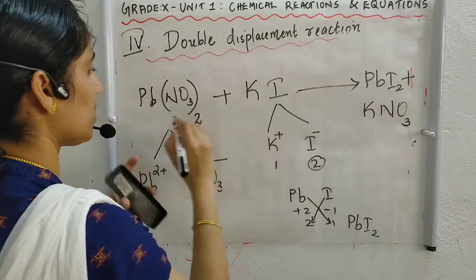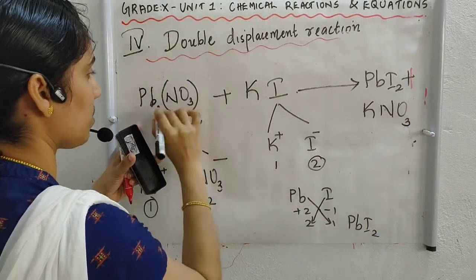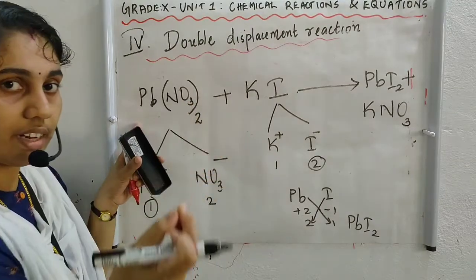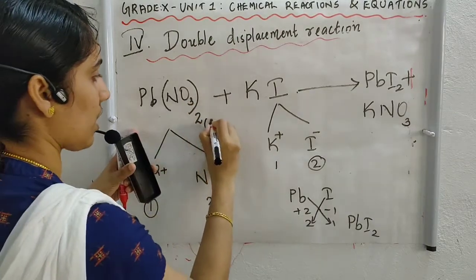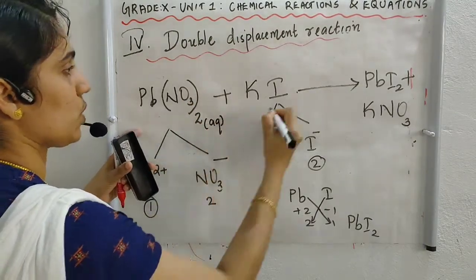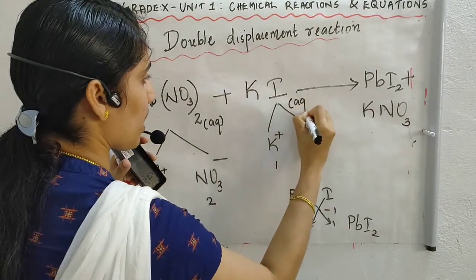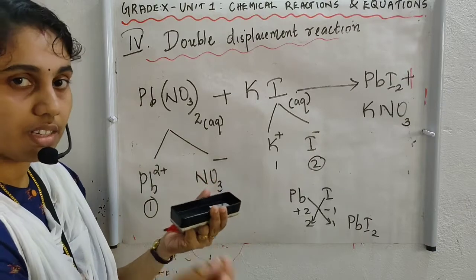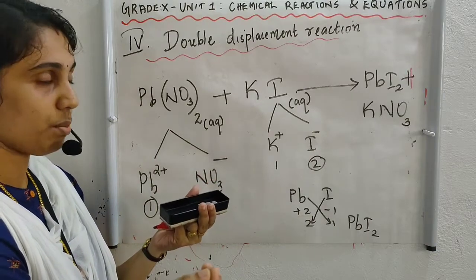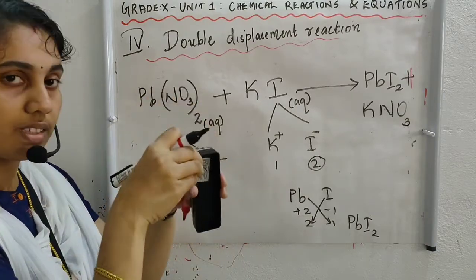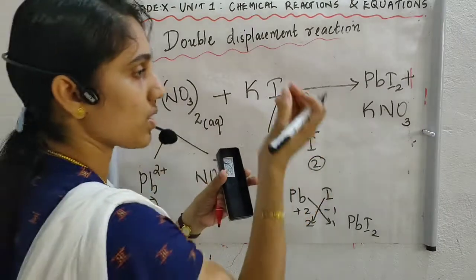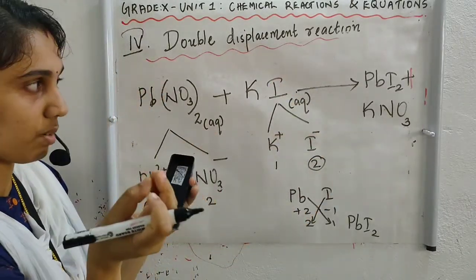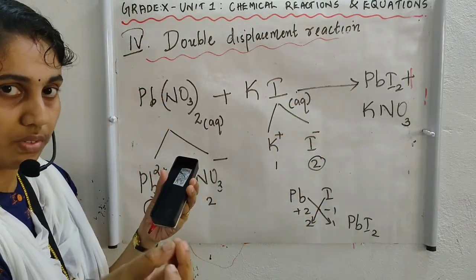So here we have to write the state symbols. That means this is the solution. Lead nitrate is a colorless solution taken in one test tube. Potassium iodide is also a colorless solution. Both are 5 ml, lead nitrate 5 ml and KI, potassium iodide. Both are mixed. Immediately a yellow color solid precipitate forms.